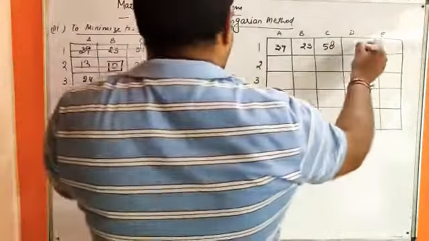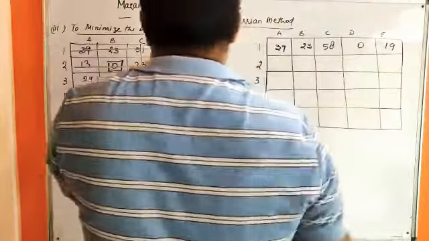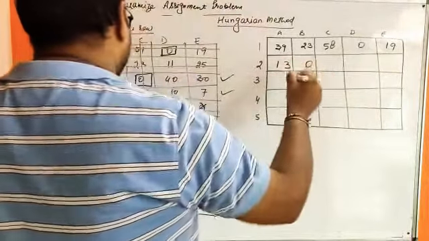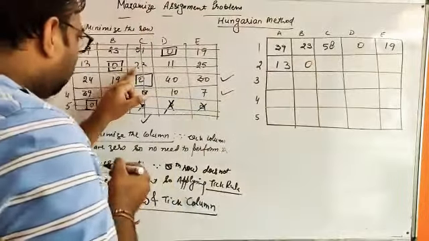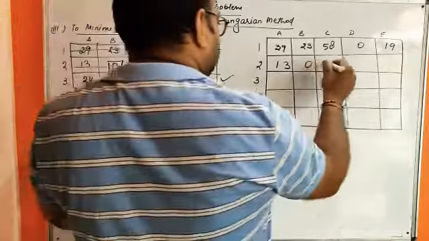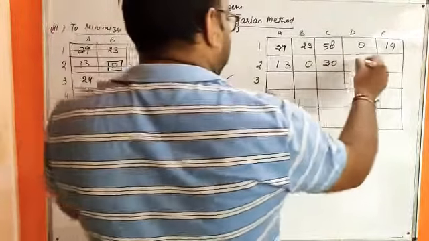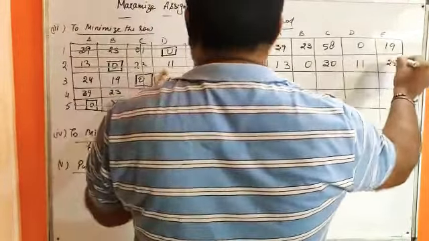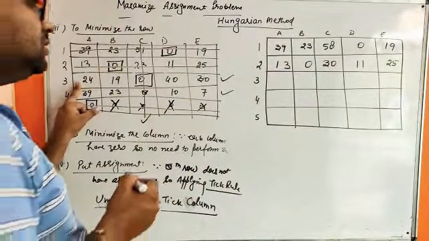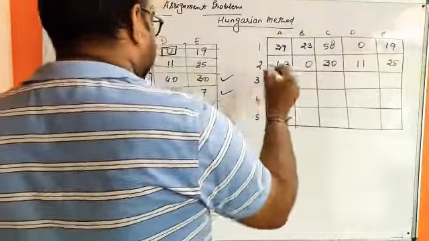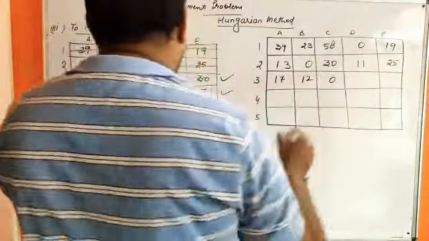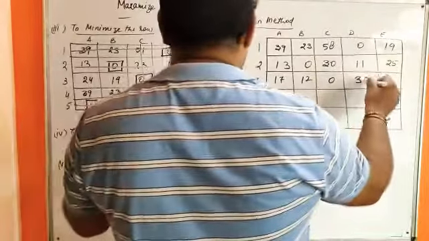This 0 is single covered, this 19 is also single covered, this 13 is also single covered, 0 is also single covered, this 23 is double covered, so add 7 to it, that is 30. This 11 remains as it is, 25 remains as it is. This 24 is uncovered, so we have to subtract 7 from this. That is what we get, 17. 19 minus 7, 12. 0 single covered, 40 minus 7, 33.